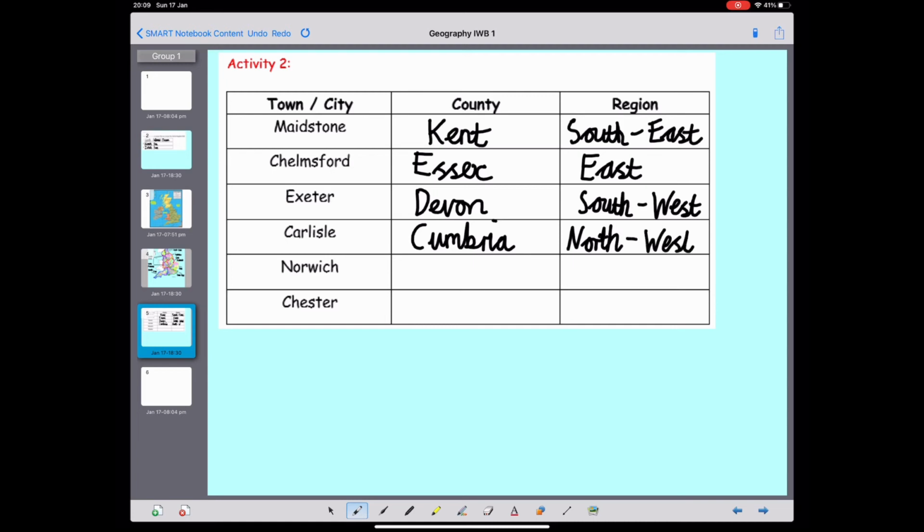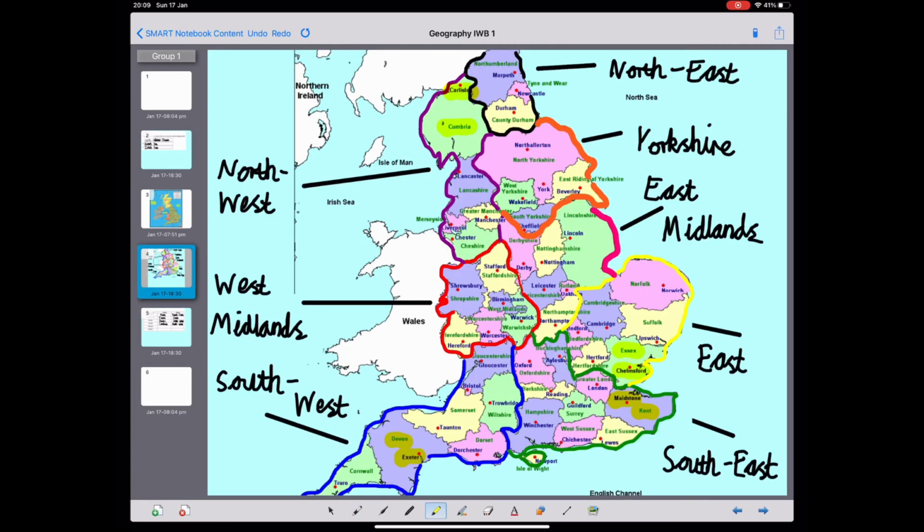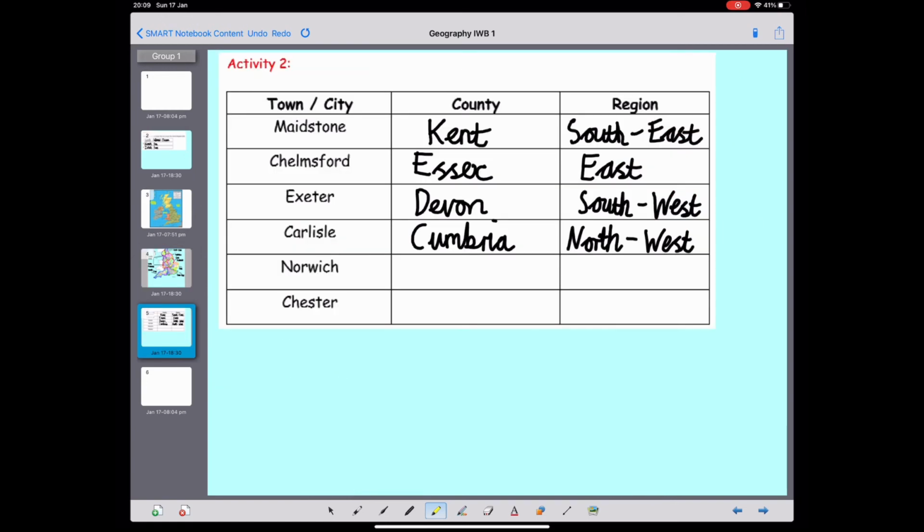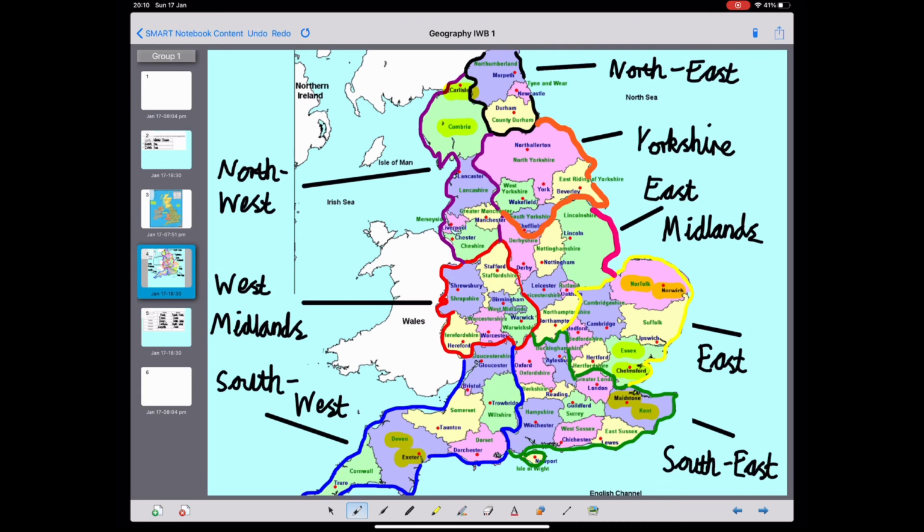There we go. Now we're looking for Norwich. Let's see if we can find Norwich on the map. Did you find it? Yeah, it's just there. Can you see it? There, and it's in Norfolk. And Norfolk is in the east of England. So Norwich is in Norfolk, that's the county, and Norfolk is in the east of England, that's the region.